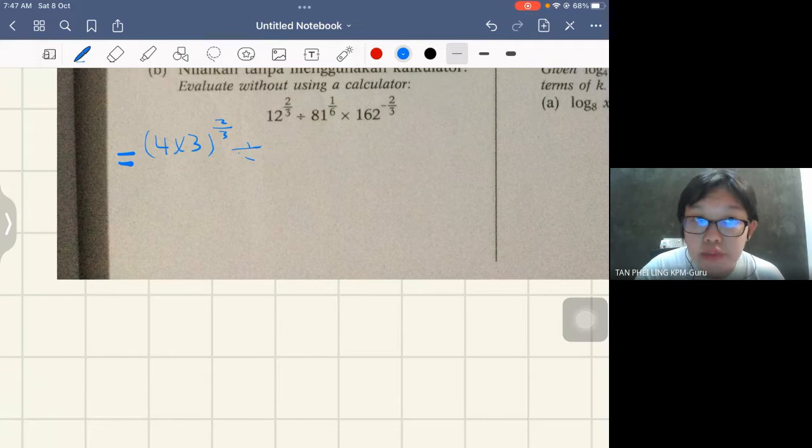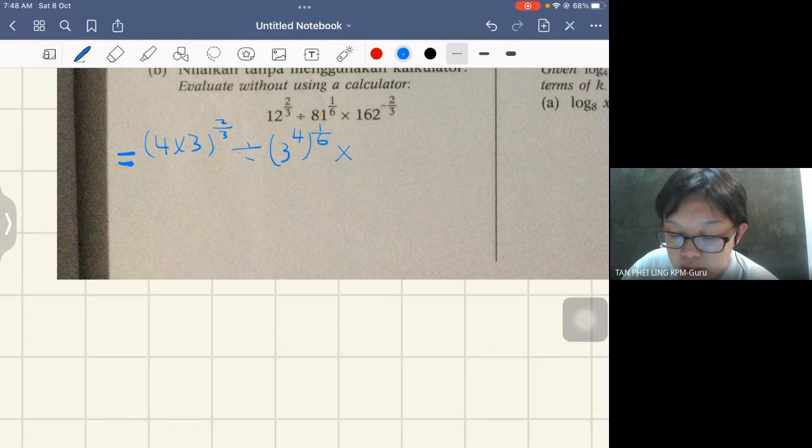Right, 3 power 4. Okay, 3 power 4 holding power 1 over 6, then we multiply. Okay, 162. Can 162 be divided by 9? No. Divide by 3? Yes, can.